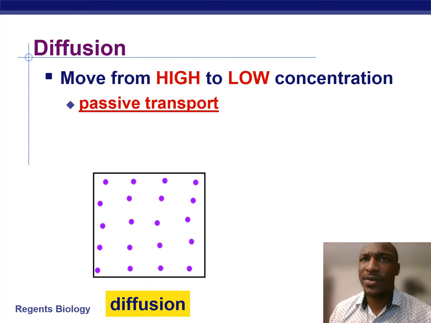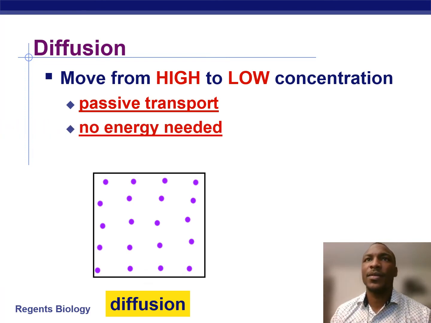Why is it called passive? Because there's no energy that's required. It's just free energy. It does it by itself. No energy needed, right? You put a ball at the top of the hill and you just let it go. It'll roll. You don't have to pull it down the hill.